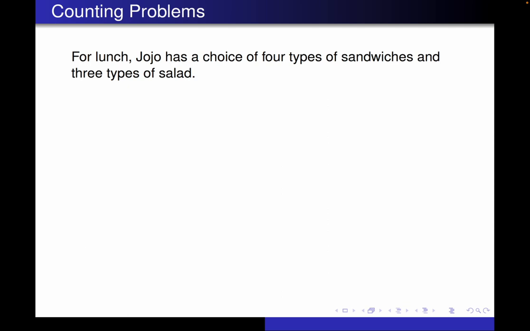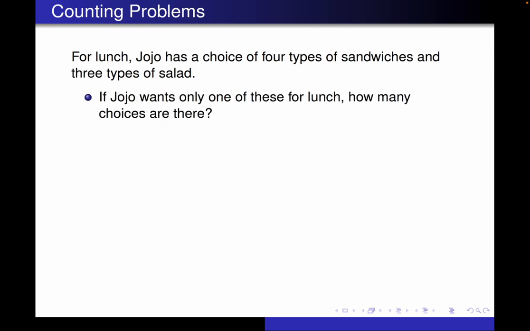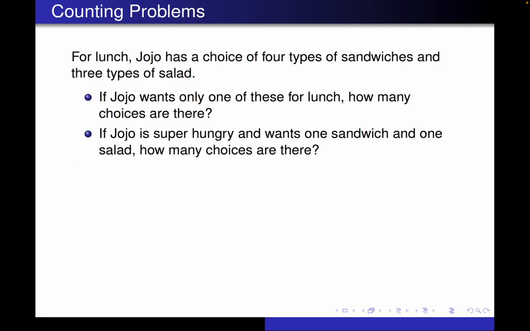So here's an example of a type of counting problem that we might run into. Ours are going to be a little bit more difficult, but this sort of gives you the idea of what kind of thinking that we're going to use. So for lunch, Jojo has a choice of 4 types of sandwiches and 3 types of salad. 2 different questions. The first is, if Jojo only wants one of these for lunch, either one sandwich or one salad, how many choices are there? If Jojo is super hungry and wants both a sandwich and a salad, how many choices are there in that case?